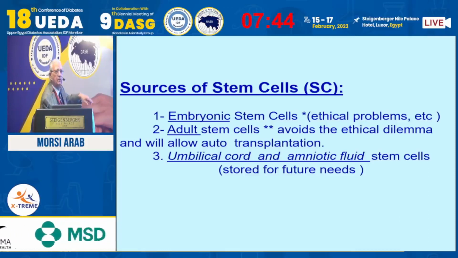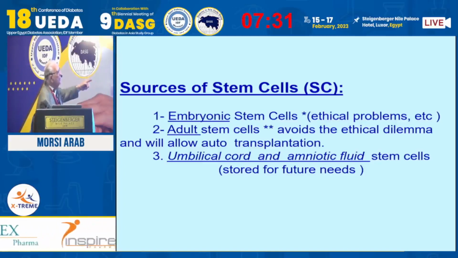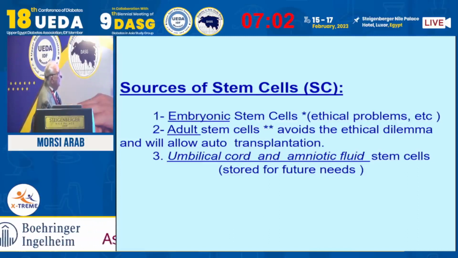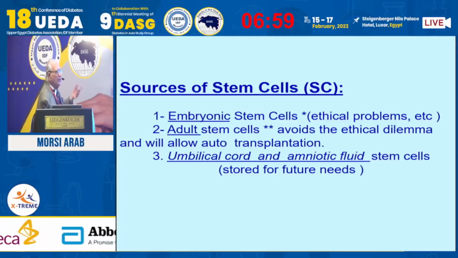Later on, different developments in technique and science produced wonderful things during the past 15 years. First, we discovered that stem cells can also be obtained from adult bodies. So we can get adult stem cells, which means that we no longer need to use embryonic cells, and we can overcome the ethical problems. So we know now that adults can give us stem cells, and this avoids the ethical dilemma and will allow auto-transplantation.